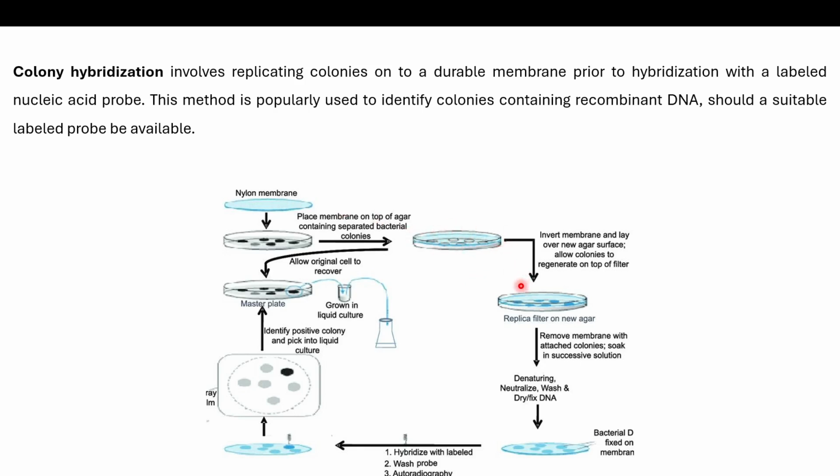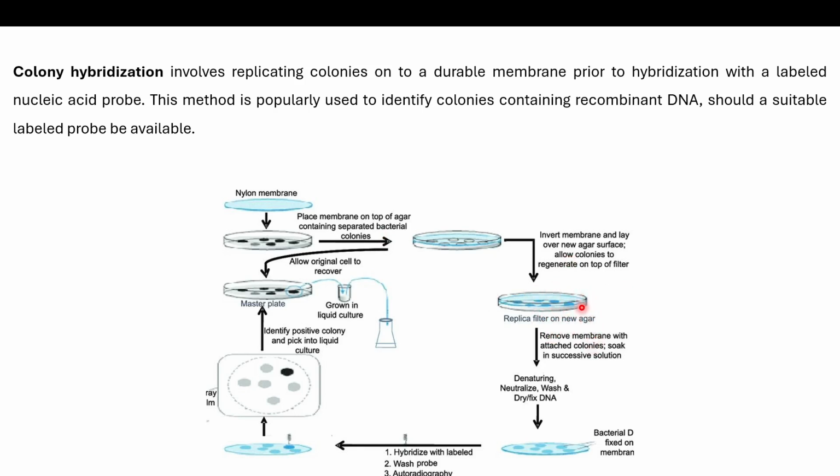So what will happen is, you invert the membrane and lay it over a new agar surface and help the bacterial colonies to regenerate on top of the filter. Because it will definitely have a few cells from each colony on the membrane. And then it takes up the nutrients from there and grows, and so it will have a replica of all the bacterial colonies on this new agar medium.